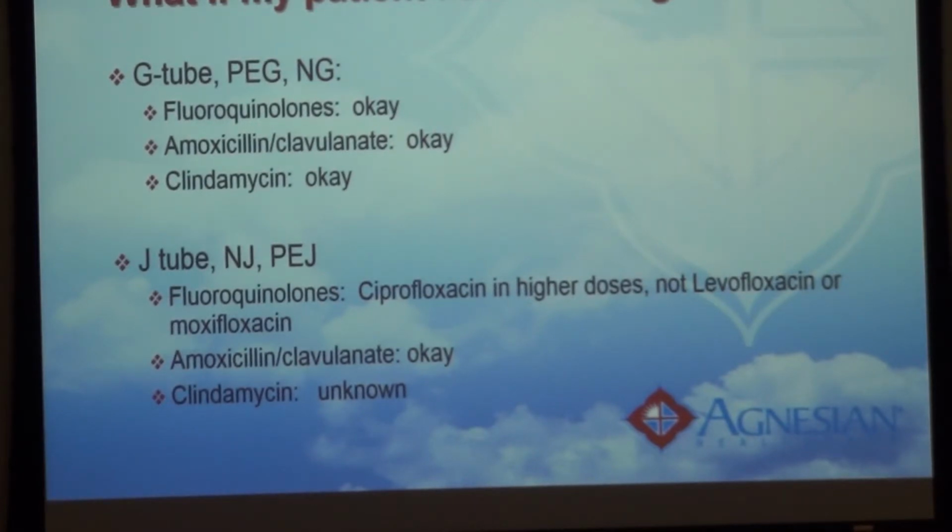Amoxicillin clavulanate, they studied it in the jejunum, it's totally cool. And then clindamycin, there are no studies to say neither here nor there. So if you think they're a good candidate, very low risk, and you try them on clindamycin through the J tube, you just have to look to see, are they getting better or are they getting worse? That's the unfortunate issue with something where you're not necessarily sure based on the literature.